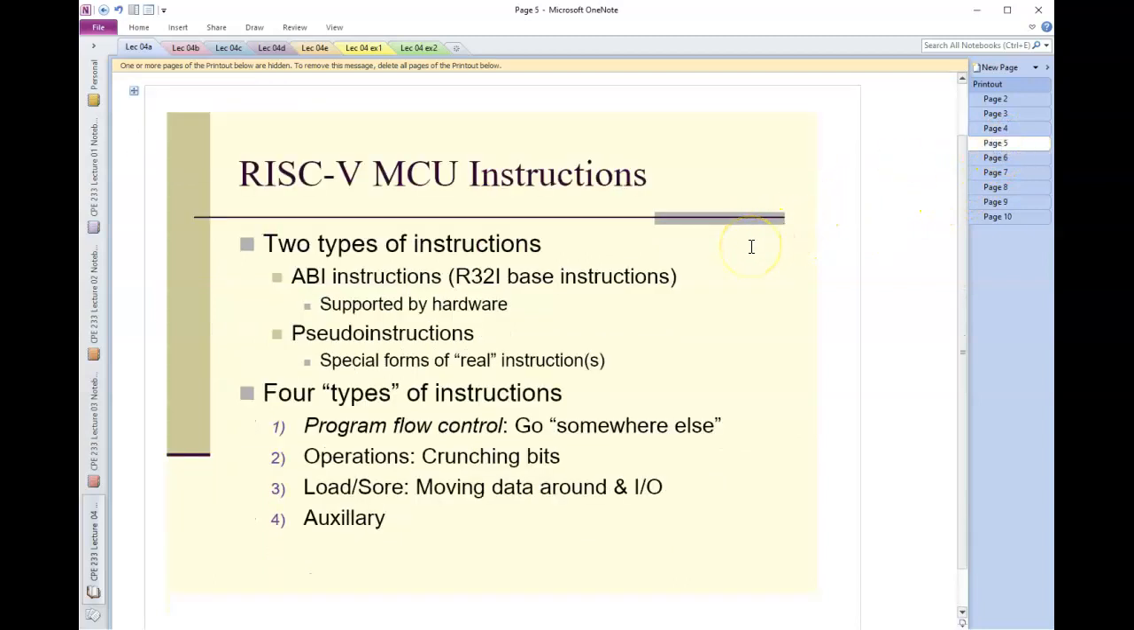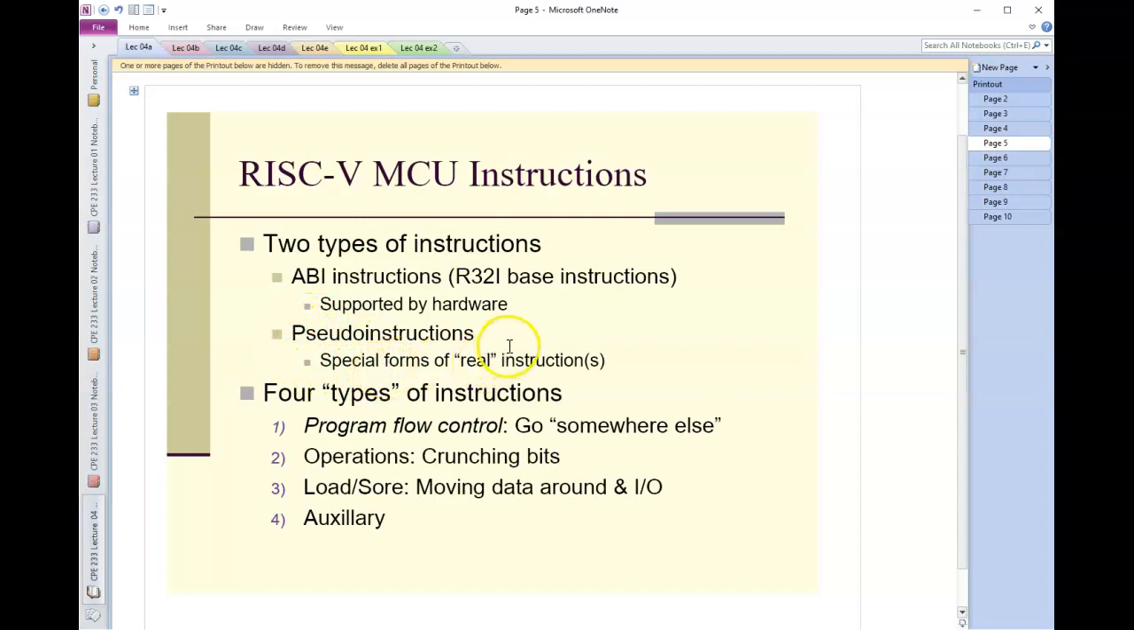So this is actually very important. When we're talking about RISC-V instructions, there are two types of instructions. There are these ABI instructions, and I think that means application binary interface, which I'm not really sure exactly what that means, but I call them base. They're better known as base instructions. These are the instructions that are supported by the hardware, but there's also quite a list of pseudo instructions.